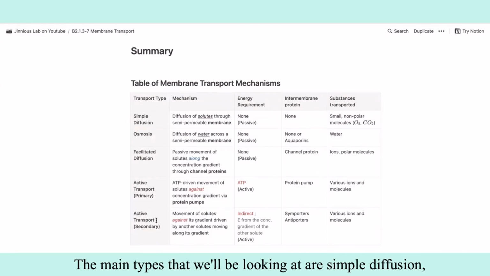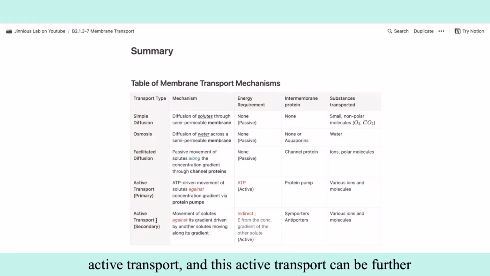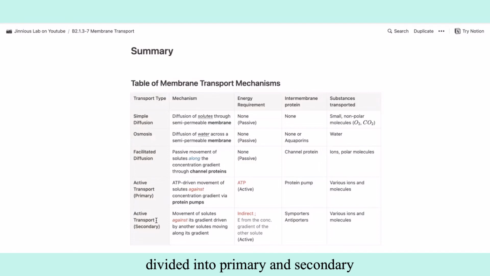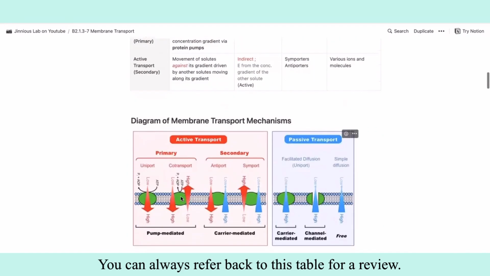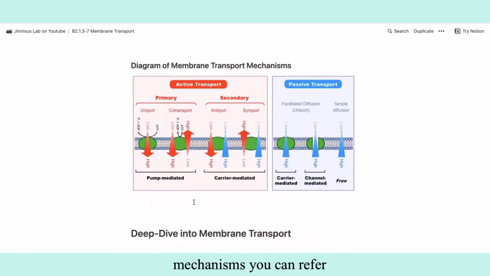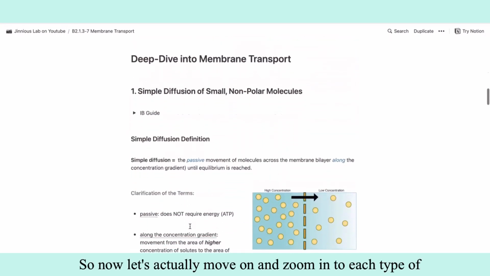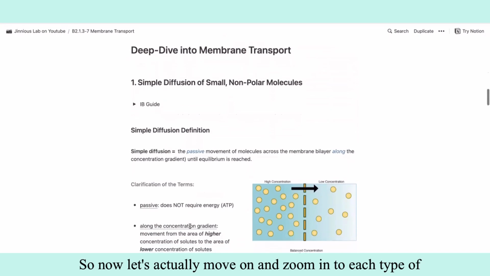The main types that we'll be looking at are simple diffusion, osmosis, facilitated diffusion, active transport, and this active transport can be further divided into primary and secondary active transport. You can always refer back to this table for a review. So we also have a diagram showing different types of transport mechanisms you can refer back to. So now let's actually move on and zoom in to each type of mechanism.